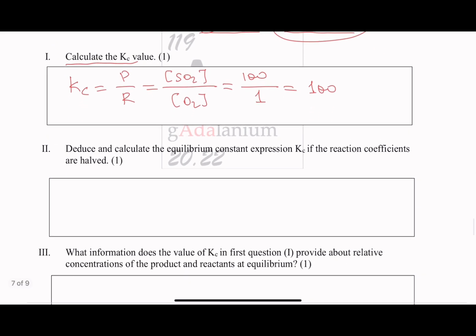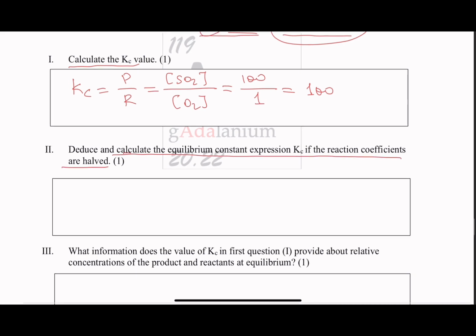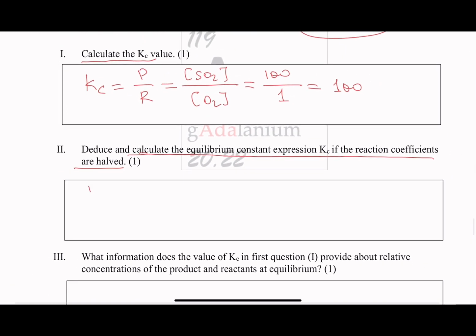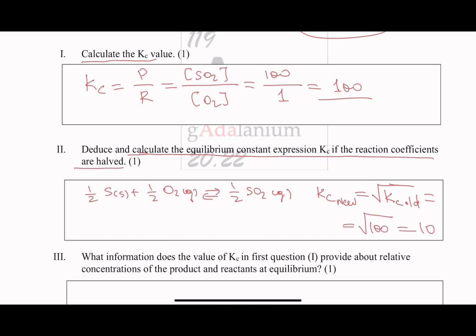Now it's asking us to deduce and calculate the equilibrium constant expression if the reaction coefficients are halved. We discussed above that if I halve my coefficients, meaning if I do it like this, 1/2 sulfur in solid state, 1/2 oxygen in gas state, giving me 1/2 SO2 in gas state, the Kc new will be the Kc of the old one under the square root, and my Kc old is going to be 100, so the square root of 100 is 10.